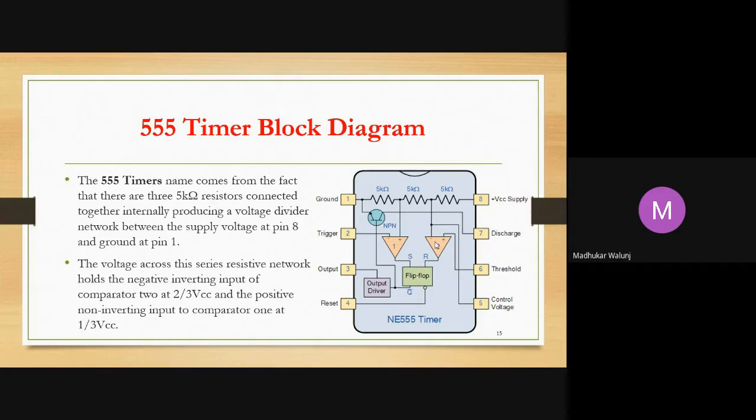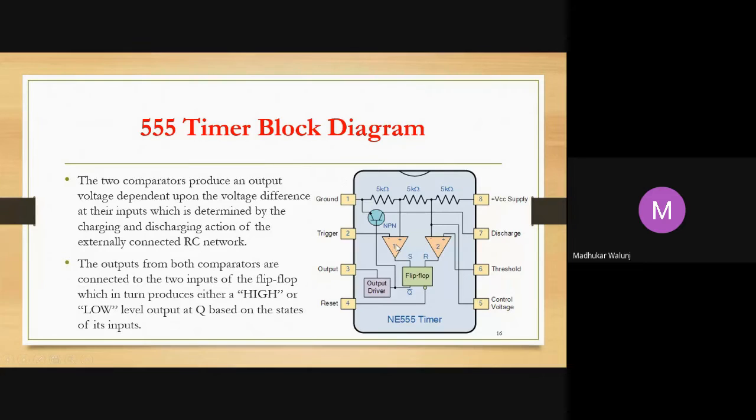So 2/3 VCC and 1/3 VCC. 2/3 VCC at the inverting terminal of comparator 2 and 1/3 VCC at the non-inverting terminal of comparator 1. It is very important to know the detailing of these 555 resistors and where they are connected. So keep in mind that 1/3 VCC is connected to the non-inverting terminal of comparator 1, and the 2/3 VCC is connected to the inverting terminal of comparator 2.